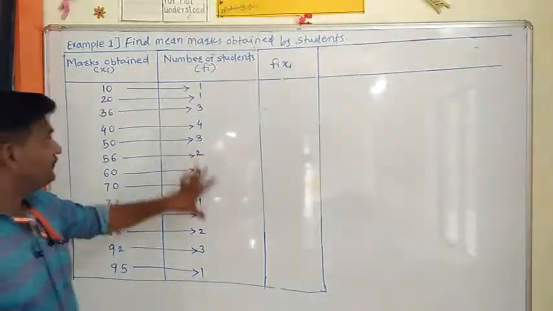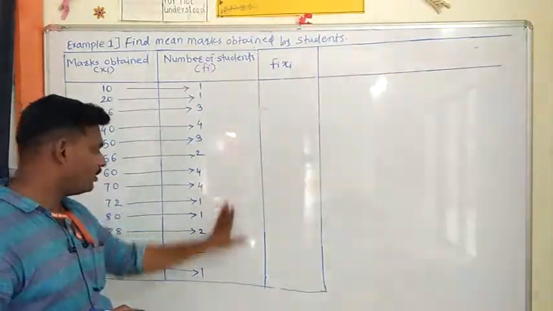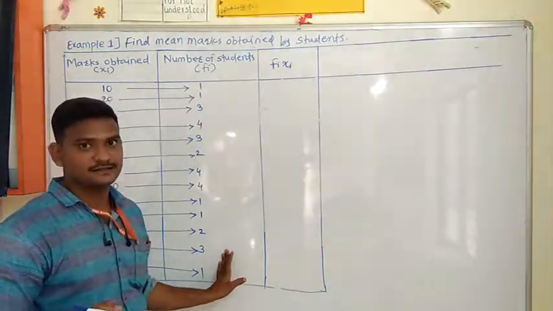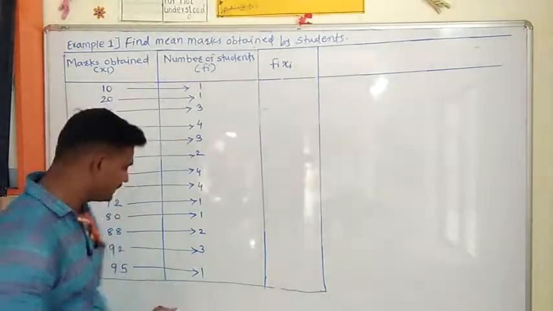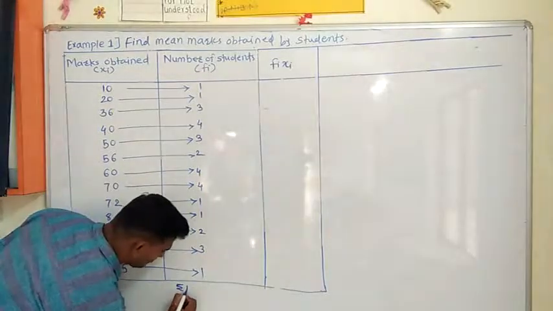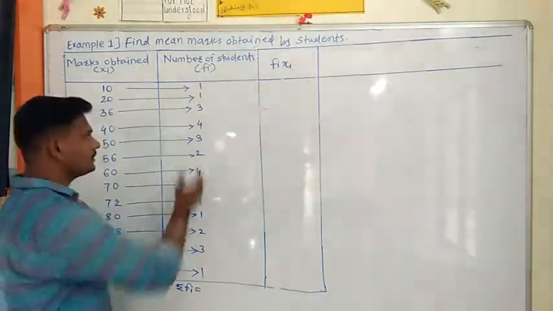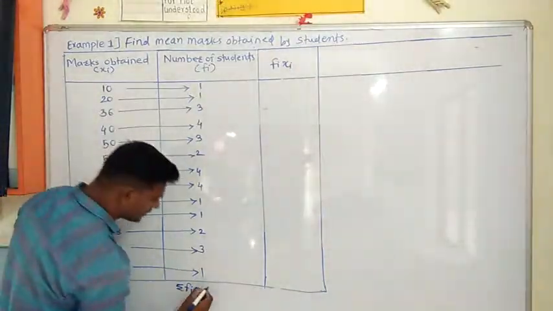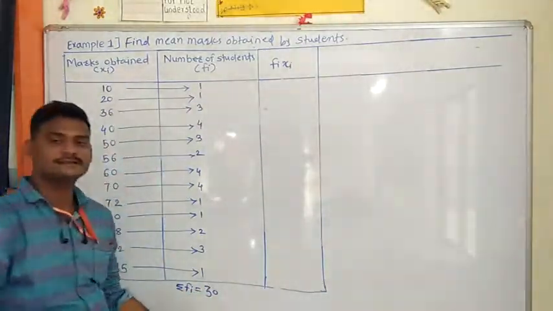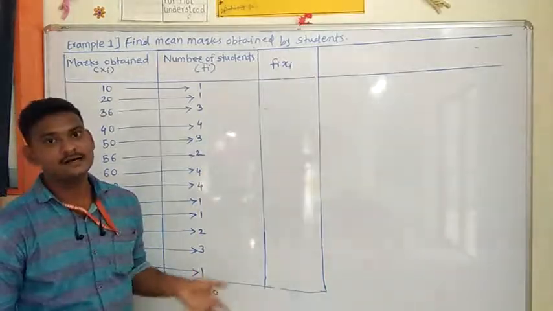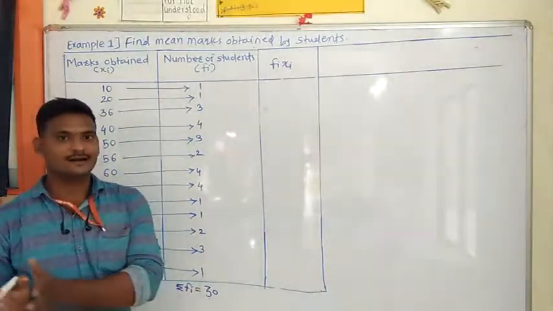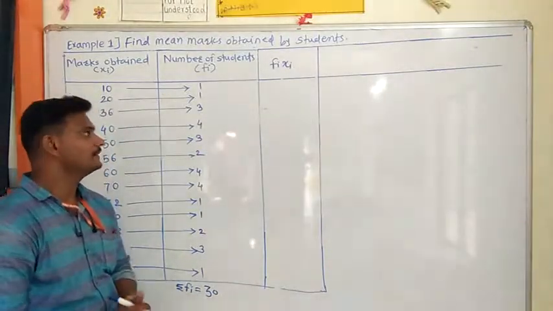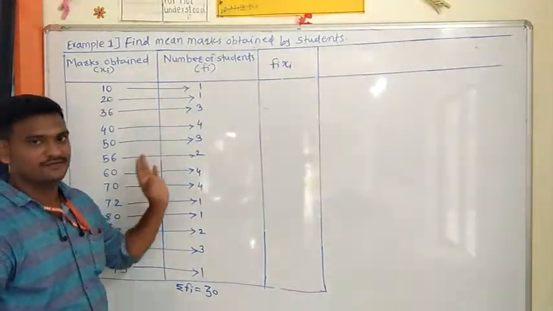Now, if we add all of these, the summation of fi, how much will we get? We will get 30. Like this, 1 plus 1, 2, and so on, it will come to 30. Why 30? Because the total number of students given is 30 in class 10. Therefore the summation of fi is 30. No need to calculate it, it is given data.